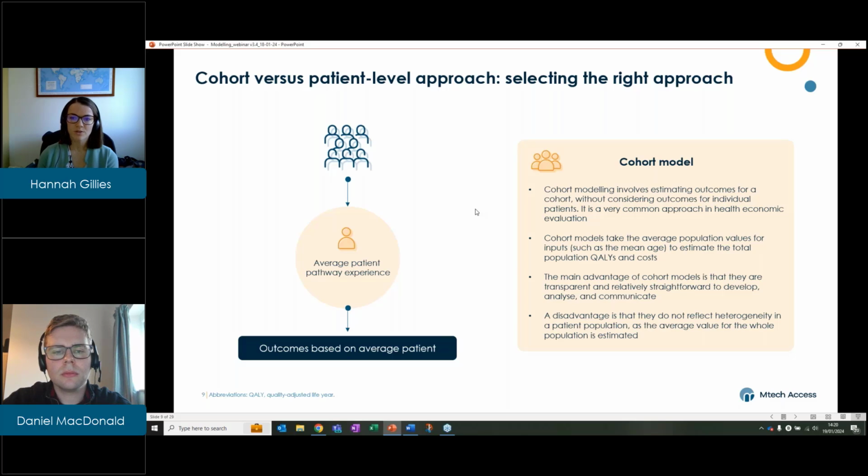So a cohort model will take the average population values as their inputs. So for example, the mean age of the whole of the population, and this will be used to estimate the total population qualities and costs, or the outcomes of the model. The main advantage is that they are very transparent and relatively straightforward to develop, analyse and to communicate. But a disadvantage is that they don't reflect the heterogeneity in a patient population, which is the differences between individual patients, because the average value for the whole population is estimated.